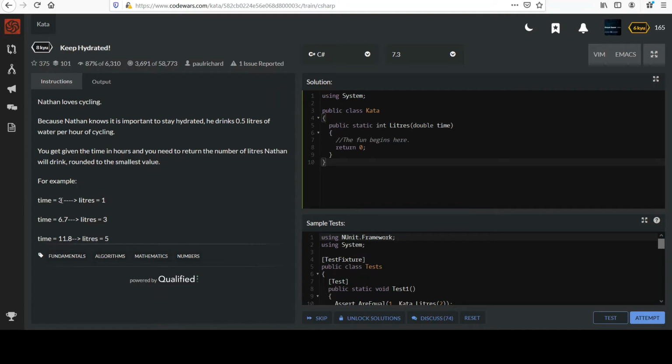If you multiply 3 times 0.5, which is the same as dividing by 2, right? You get 1.5. But remember, they said to always round to the smallest. What they mean is integer value. So 3 divided by 2 is 1.5, which would go down to 1. Similarly, if you had 6.7 and divide that by 2, that's going to come out to 3.35, is that right? And that would round down to 3.